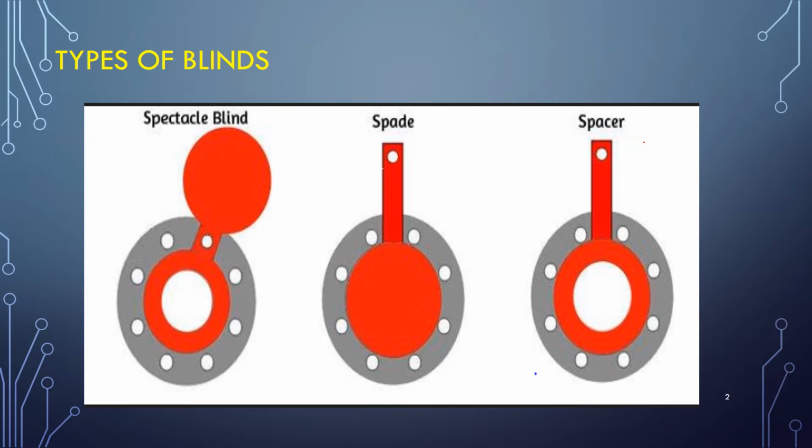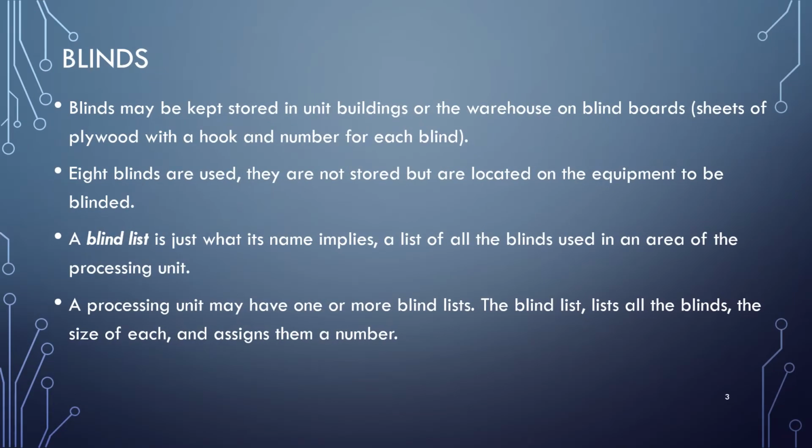Okay. So spectacle blind, spade blind and spacer blind, these are the 3 main types of blind. Out of these, the spectacle is discussed in the blinds. So how can we store the blinds? Blinds are stored in specialized places, in a building, or you may call it a warehouse. Okay, it is a blind board.